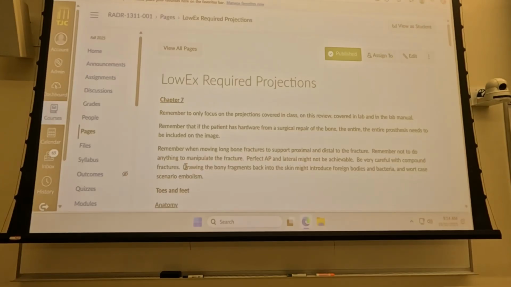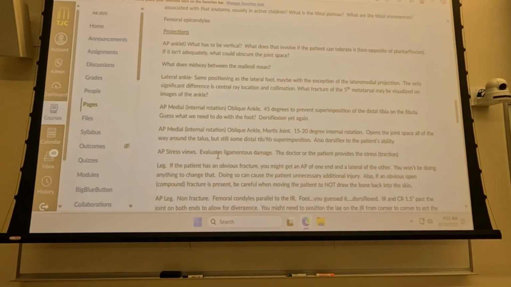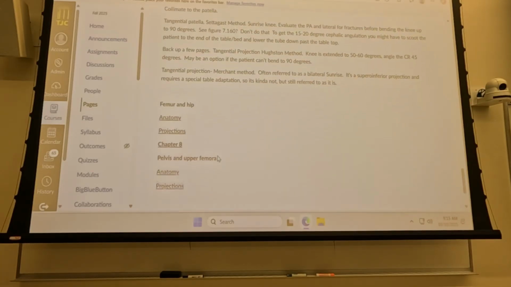These are the projections with a little bit of color commentary added to make sure you know the specific things to focus on, especially in clinicals, and commonly asked questions that I've seen in registry review books and things like that. You're going to be tested over the whole thing, but make sure that you read through this as well. This is kind of a review for lower extremity positioning.